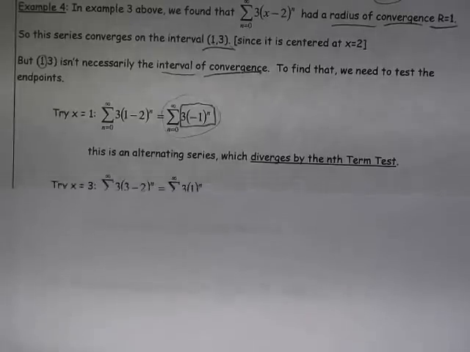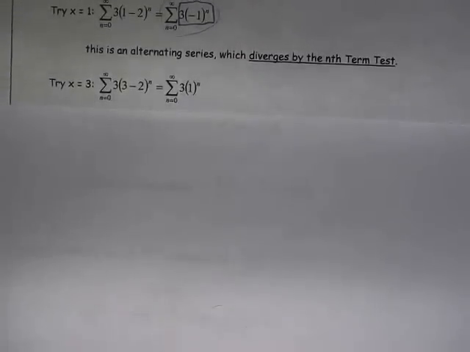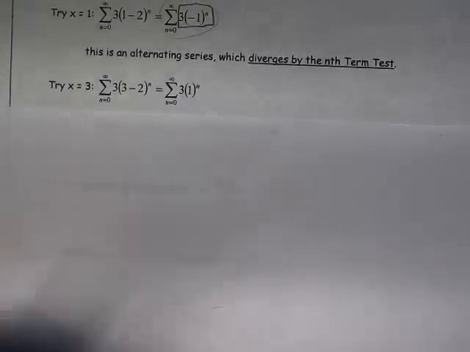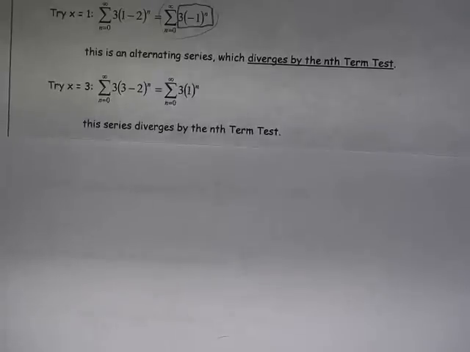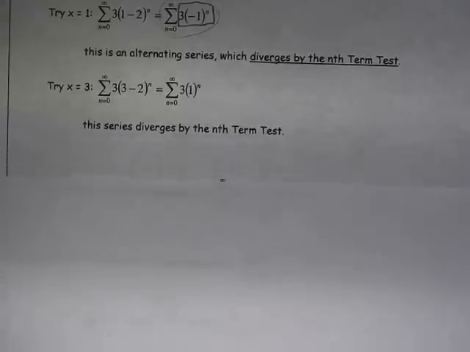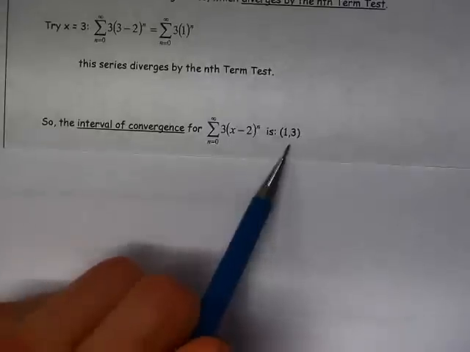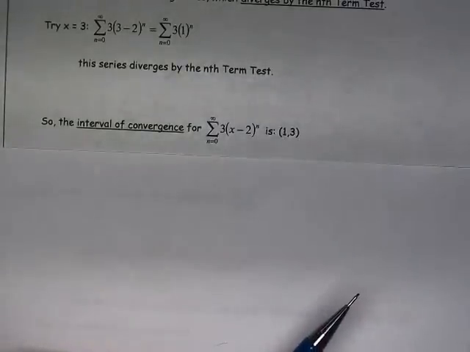They just alternate back and forth from 3 to negative 3, 3 to negative 3. If we plug in x equals 3, we get this series, 3 times 1 to the n. This series also diverges by the nth term test. So the interval of convergence here is the open interval from 1 to 3.